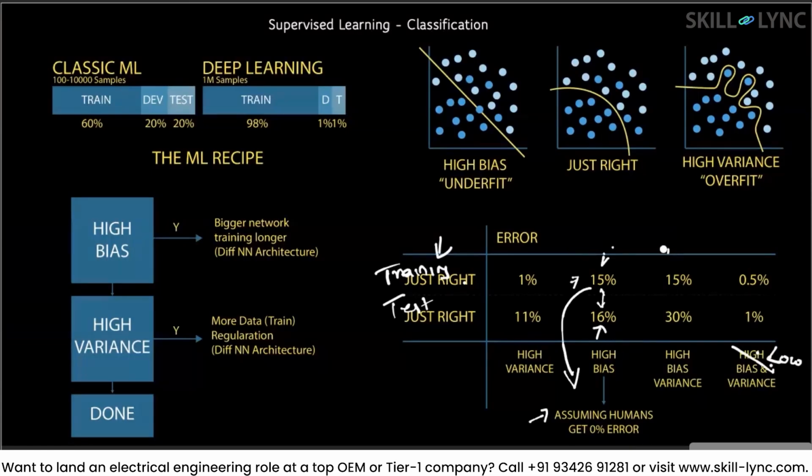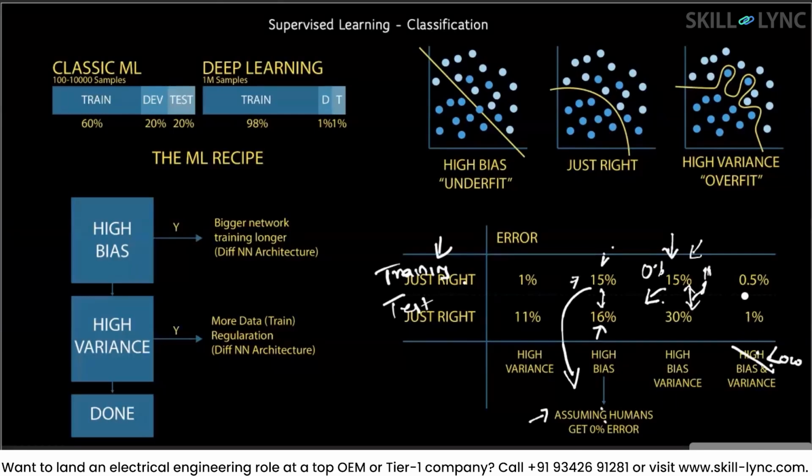Now in this case, if you notice, your training error is 15%. If I compare that with human error, which is again 0%, the difference is very high. So this is already high bias, which is underfitting. And then the difference between training and test error is also very high. So this is also overfitting, that means high variance. So, high bias and high variance.